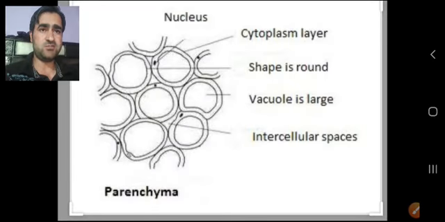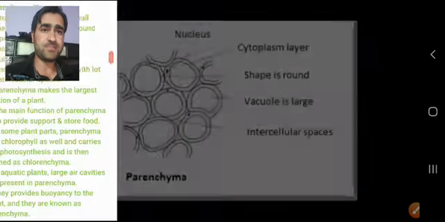Let us try to see one of the cross sections of a parenchyma tissue. Here you will find a nucleus. We have the shape of the cells as round. There are also large vacuoles present, and you will find lots of intercellular spaces between the cells.